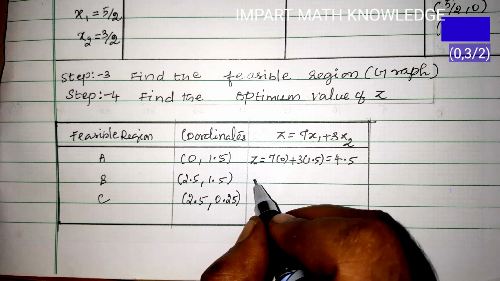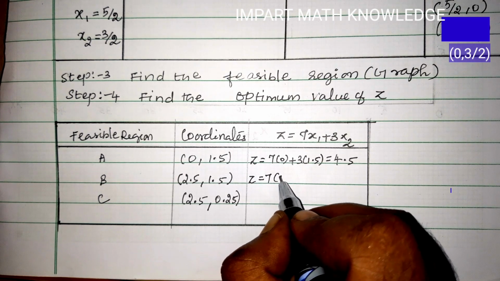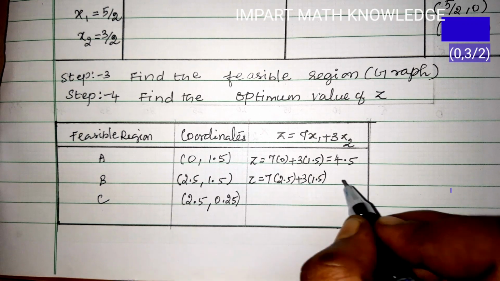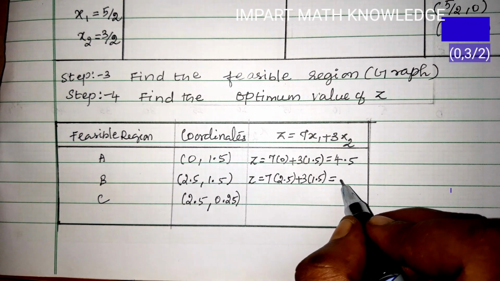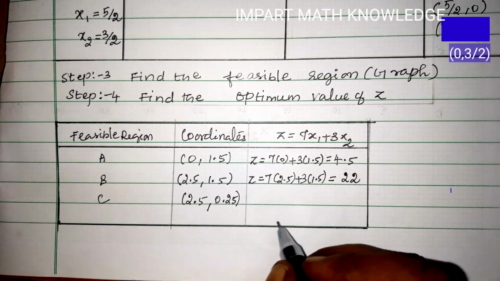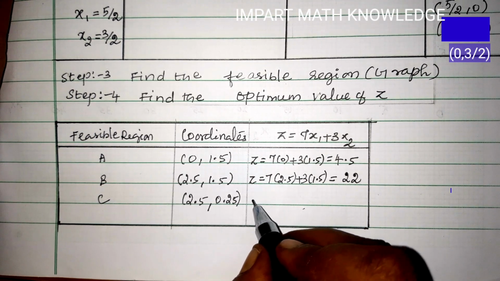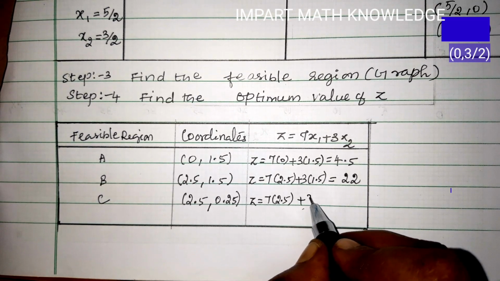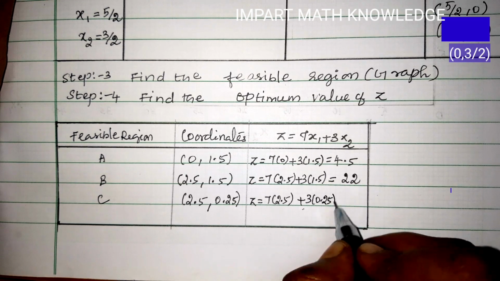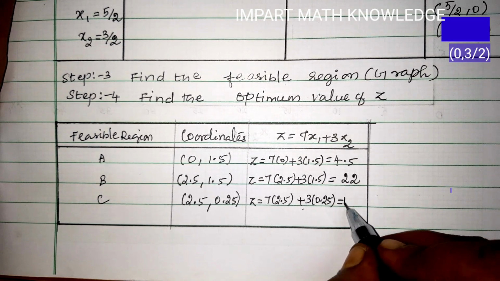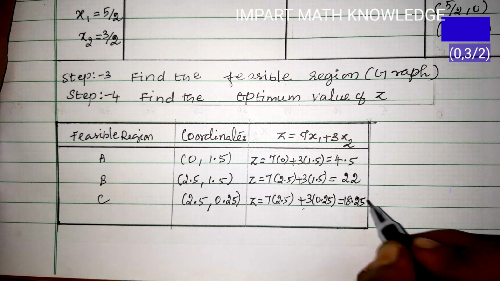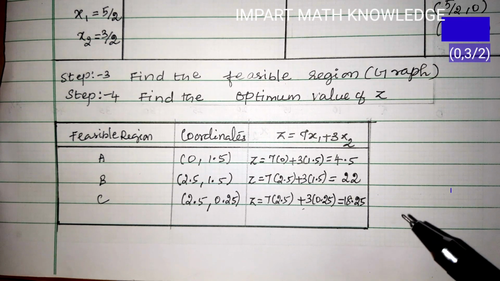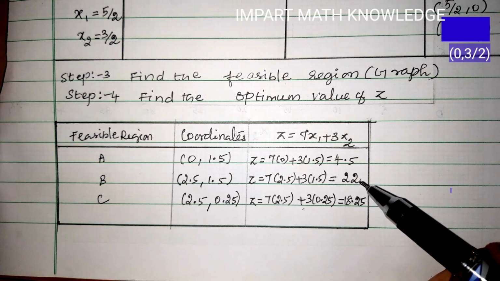Now for the second one, Z is equal to 7 into 2.5 plus 3 into 1.5. If you multiply and add, you will get 22. Now the third coordinate: Z is equal to 7 into 2.5 plus 3 into 0.25. If you multiply and add, you will get 18.25. Once you find the values of Z, you have to check the objective function.